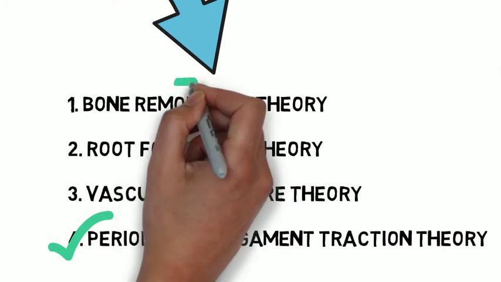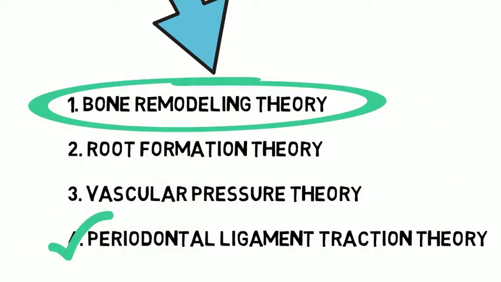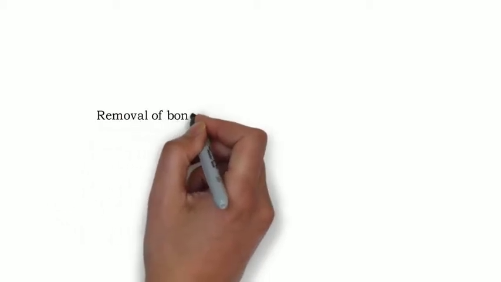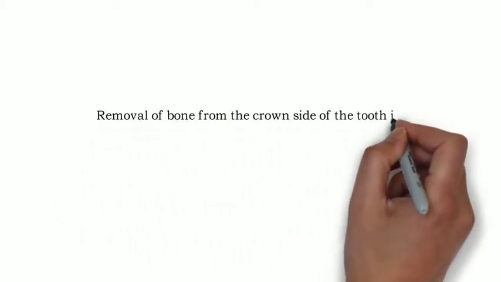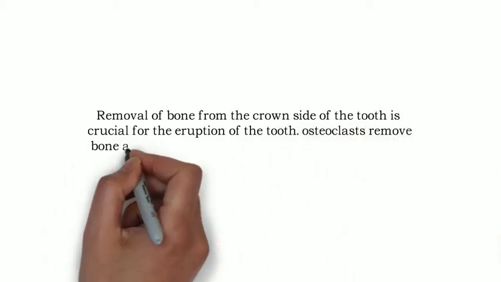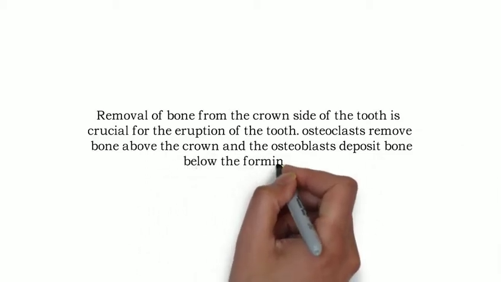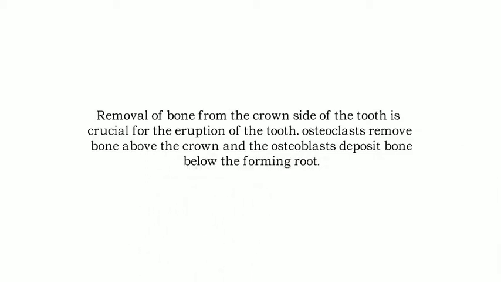Let's begin with the first theory, the bone remodeling theory. This theory says that removal of bone from the crown side of the tooth is crucial for the eruption of the tooth. Osteoclasts remove bone above the crown and the osteoblasts deposit bone below the forming root.